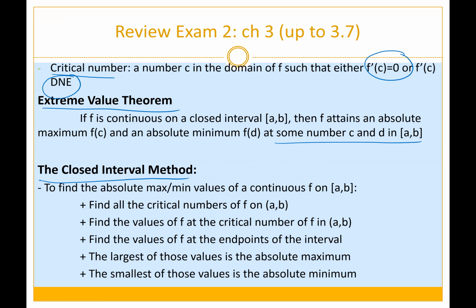Also, to find the absolute maximum and minimum on an interval of a function, we can use the closed interval method. Basically what you do is make sure that you find the domain and that f is continuous on the given interval. Find all the critical numbers and the values of f at those critical numbers. Then you also find the values of f at the endpoints of that interval. And then you just take the largest as the absolute maximum and the smallest as the absolute minimum.